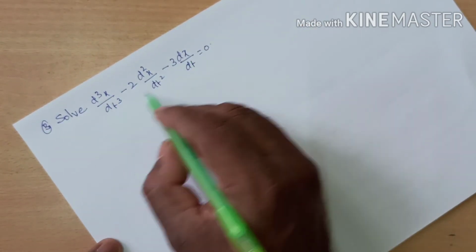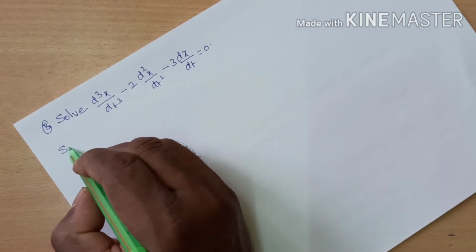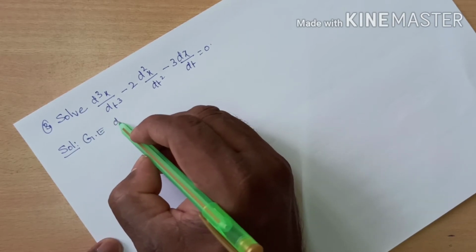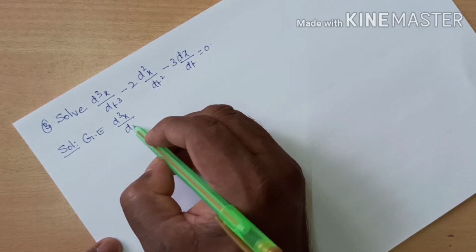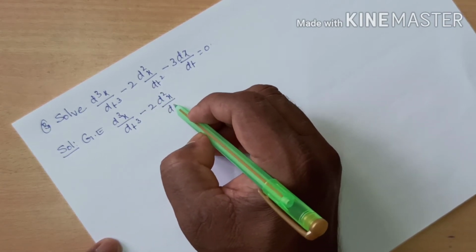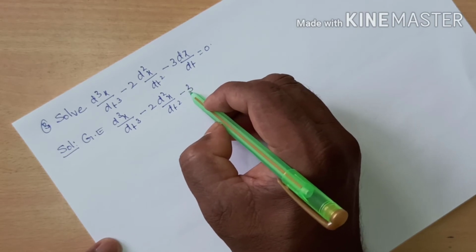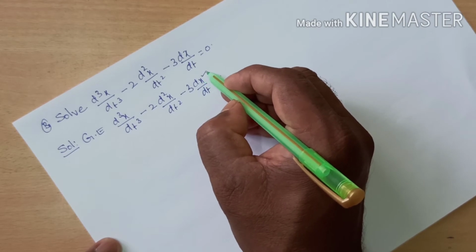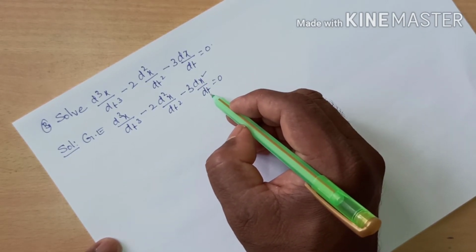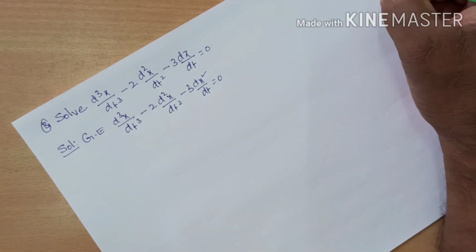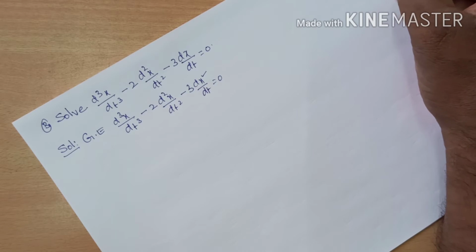It is not in operator form. Therefore, the solution is, first write the given equation. What is the given equation? d cubed x by dt cubed minus 2 d squared x by dt squared minus 3 dx by dt equals 0. Here you can observe x is the dependent variable, t is the independent variable. Instead of dy by dx, we have dx by dt.